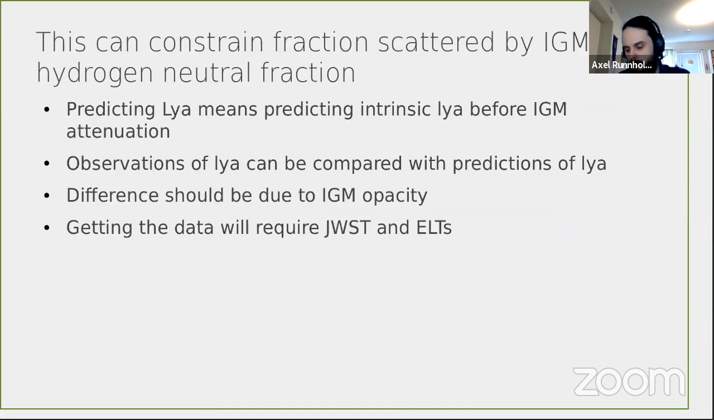And this, if this holds true, this really does enable us to look at the IGM opacity and things like this, because if we can predict the intrinsic Lyman alpha before IGM attenuation of high redshift galaxies, and we can observe Lyman alpha, as we have seen throughout many sessions today and yesterday, we can look at the difference between these two quantities, and that should be due to the IGM opacity. The problem is that getting enough data to do these relations will require next generation telescopes, so JWST for H-alpha and ELTs for UV spectroscopy.